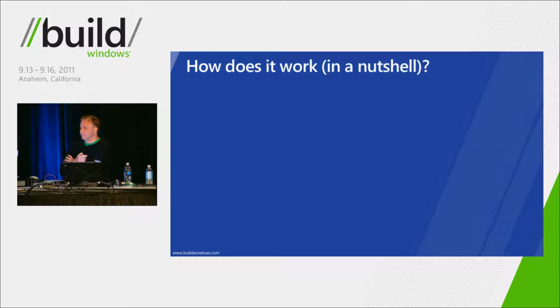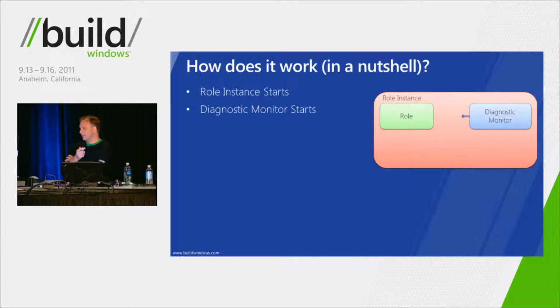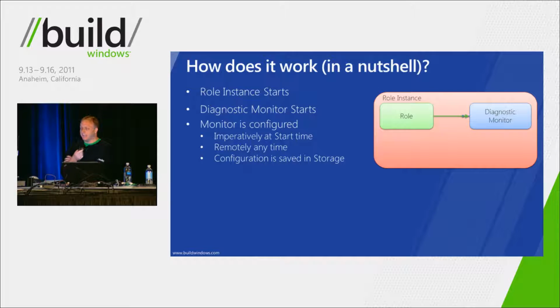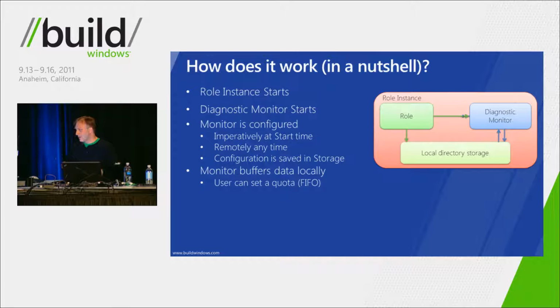So how does Windows Azure Diagnostics work? When your role instance starts, the diagnostic monitor, which is an agent on your instance, starts at the same time. From there, you can configure it to tell it what to log. You can do it when your role starts, or you can configure it remotely at any time. Once the diagnostic monitor starts and is initialized, it saves all its configuration out to blob storage, basically as a big XML file. Once it's configured, it starts monitoring whatever you told it to monitor, and it buffers this data to the local file system. You can set quotas per data source, so you can have really granular control on how much disk space diagnostics takes. But it is on the local file system for every instance in your deployment.